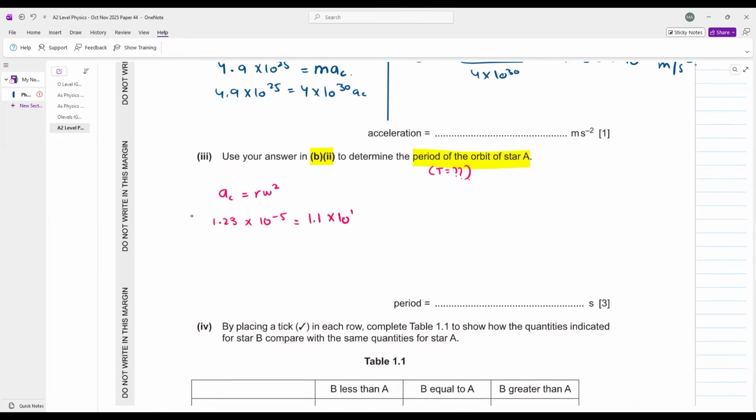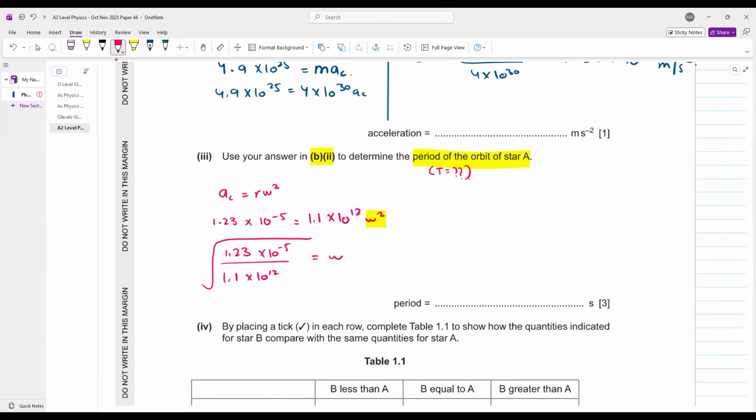1.1 × 10^12 is equal to W squared. Can you calculate this W की value? Yes. 1.23 × 10^-5 divided by 1.1 × 10^12, taken under root, to calculate the value of W. Let's do that. Let's see what our answer comes out to be. हाँ जी, तो आपका answer comes out to be 3.34 × 10^-9.